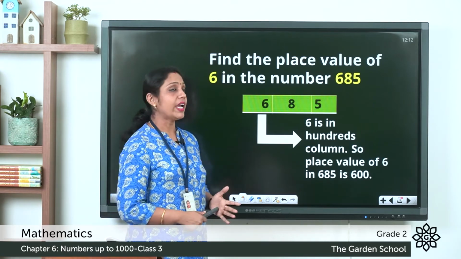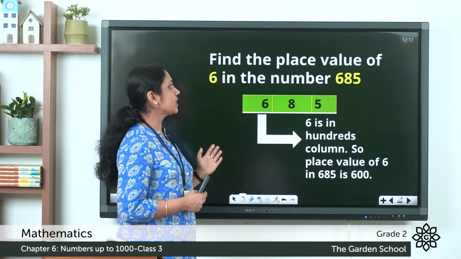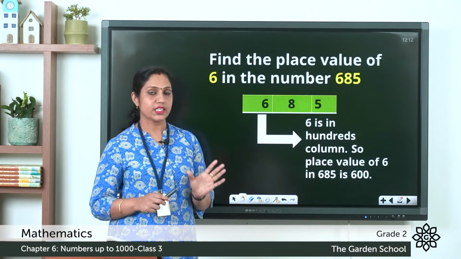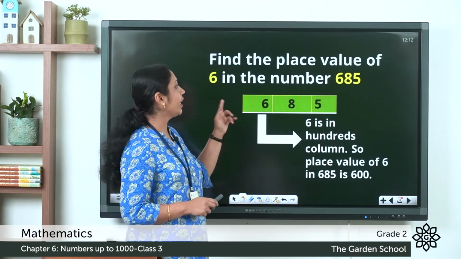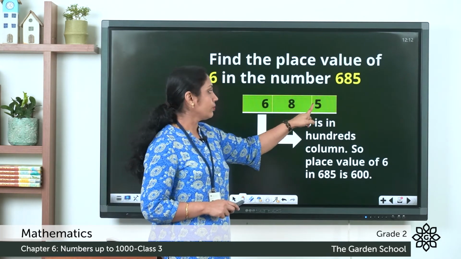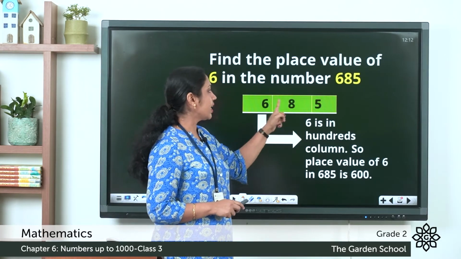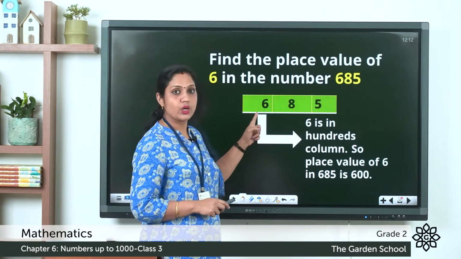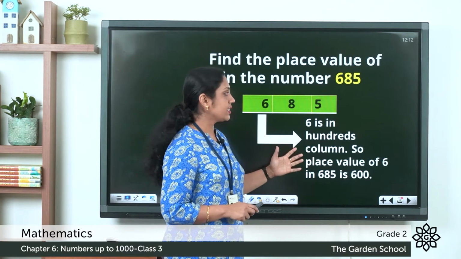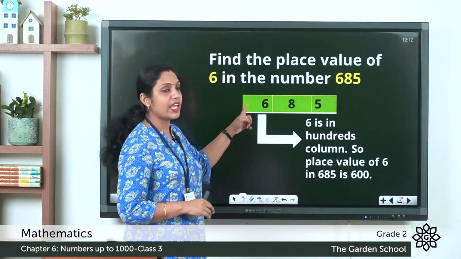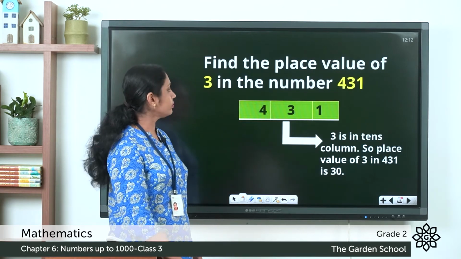Now we have to find the place value of 6 in the number 685. So we have been given a number 685 and we have to find out the place value of 6. So here 6 comes in the hundreds position, or we can write it as 6 into 100 is equal to 600. So 6 is in the hundreds position, so the place value of 6 is 600.